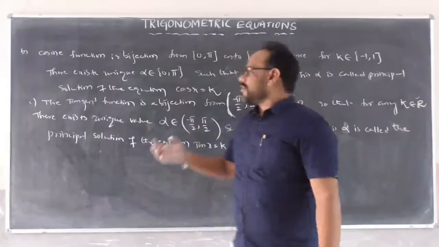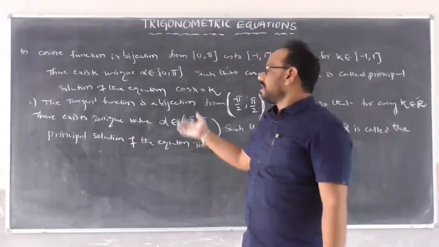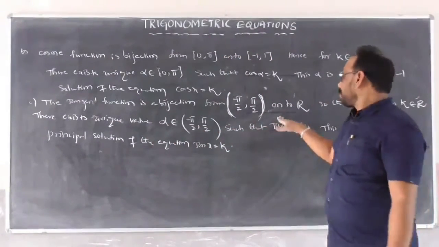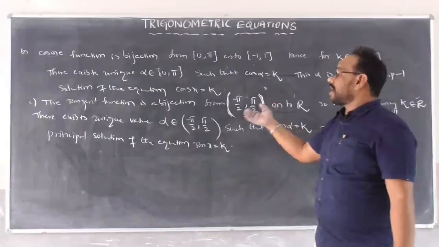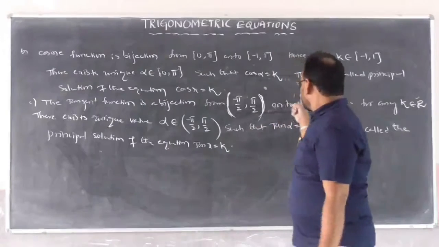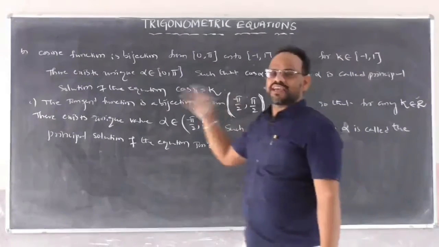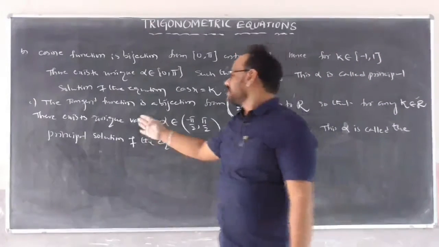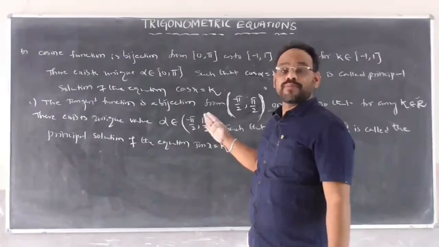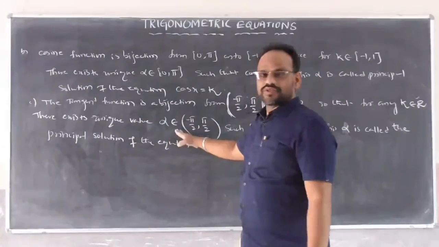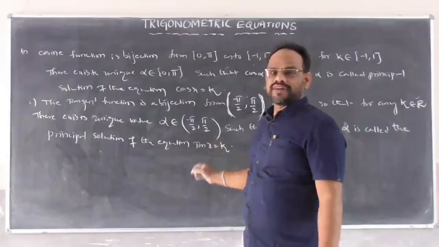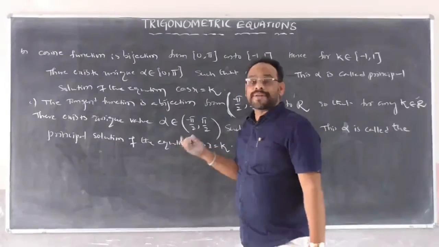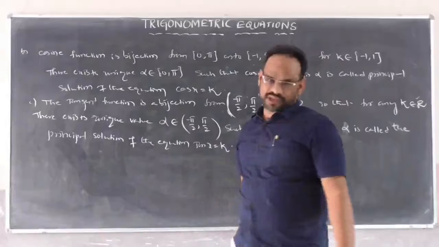Observe here, when we say that the tan function is a bijection, it means the tan function is defined from the open interval -pi by 2, +pi by 2 to the real numbers. Then only we say that the tan function is a bijective function. For every k belonging to R, there exists a unique value alpha belonging to the open interval -pi by 2 to +pi by 2. Then this alpha is called the principal solution of the equation tan x equals k.